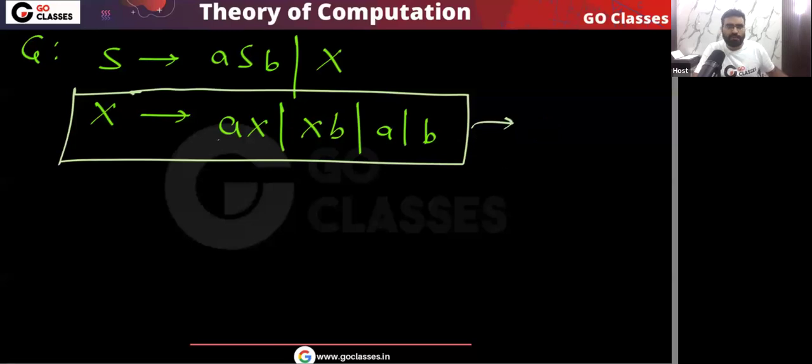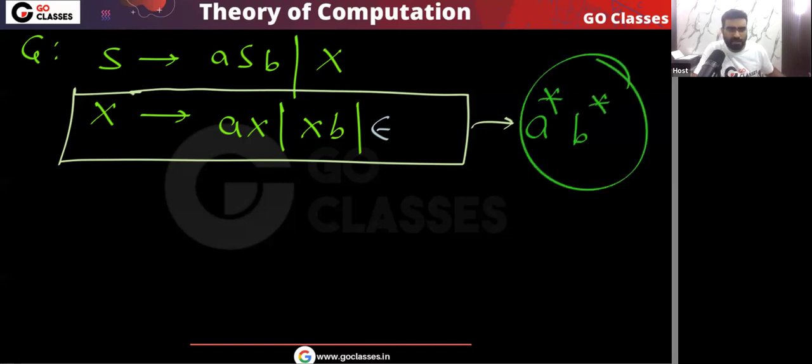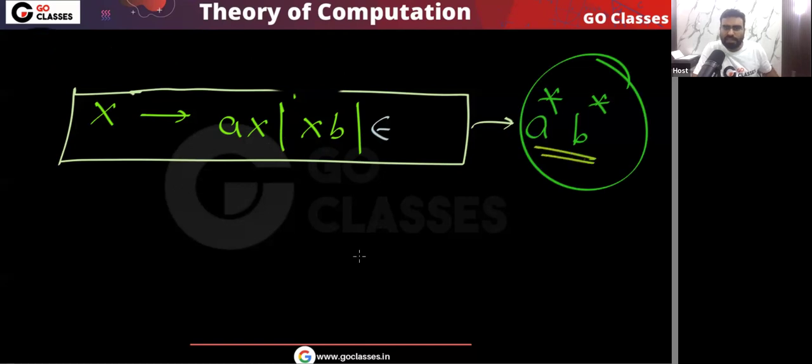Let me tell you, for example, if this is epsilon, then in this situation, X will generate a star b star. This is what I'm saying: if X goes to aX, Xb, or epsilon, then we can generate a star b star, because after b, a cannot come. Here you can see, for example, I can generate the empty string, I can generate a, a square, a cube, and so on.